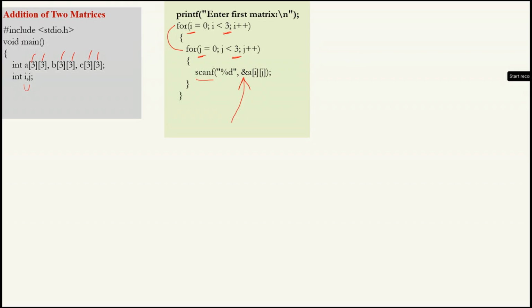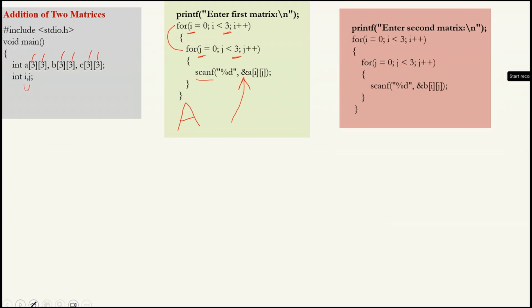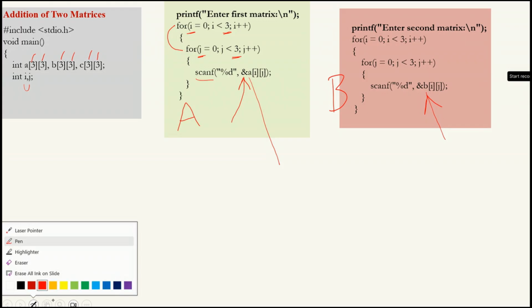In the same way, we need to read the second matrix, because the first matrix is inside A and the second matrix will be inside B. In order to read the second matrix B, this is the structure. It is the same as reading the first array, but here the value should be A and here the value should be B. That is the difference.